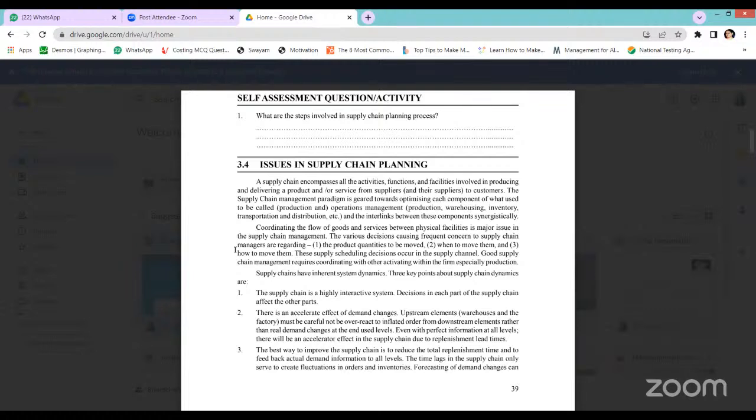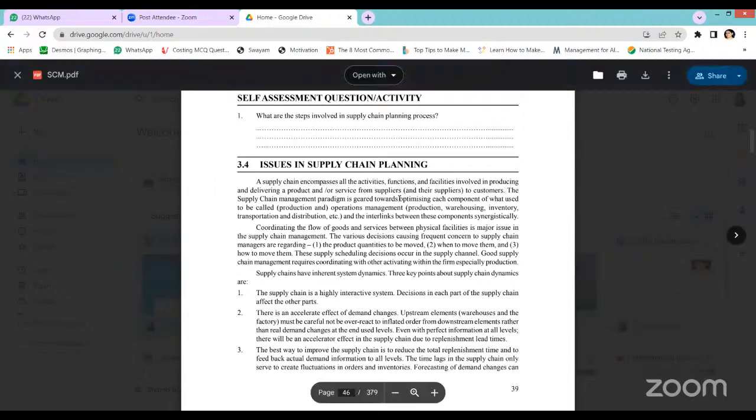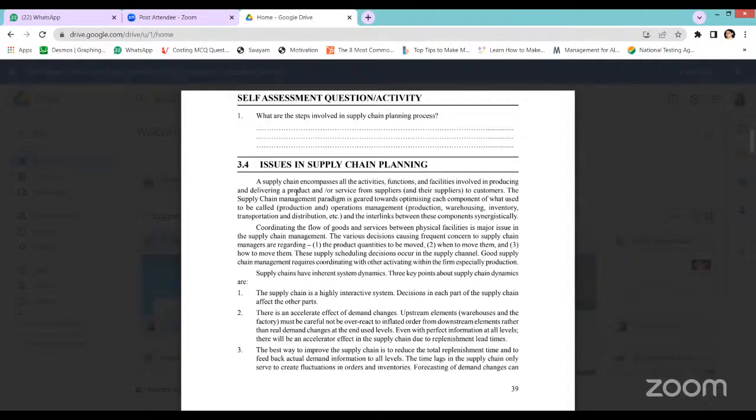All the activities, functions, and facilities involved in producing and delivering a product or service from suppliers to the customers involve a chain. In between this chain, all these people try to maximize their profits and customer value by optimum utilization of available resources, right?